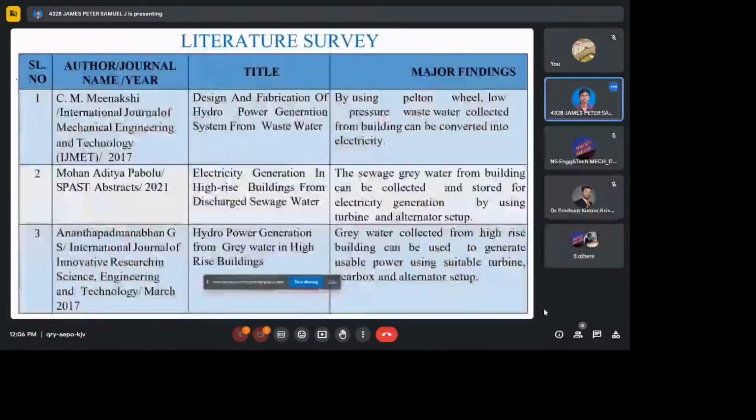Literature survey. Meenakshi, International Journal of Mechanical Engineering and Technology, 2017. Major findings: by using a Pelton wheel, low pressure wastewater collected from a building is converted into electricity. Mohan Aditya: electricity generation in high-rise buildings from discharge wastewater. Discharge of grey water from a building can be collected and stored for electricity generation by using a turbine and alternator setup.